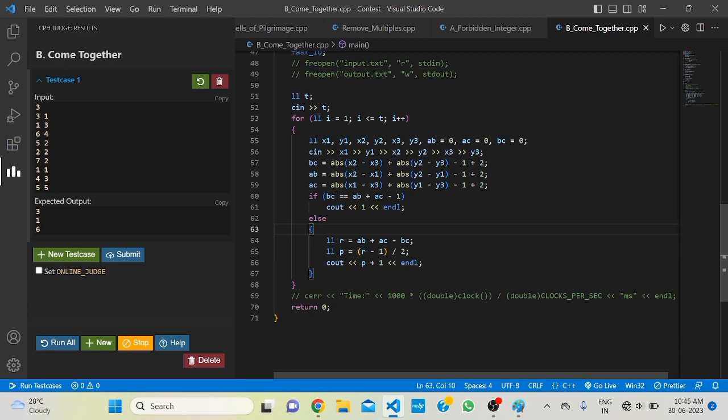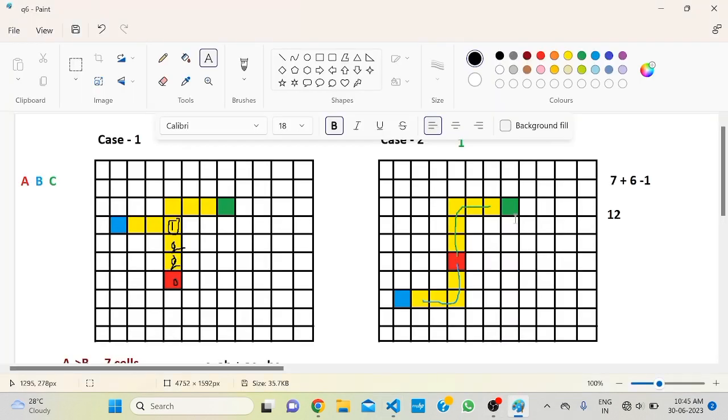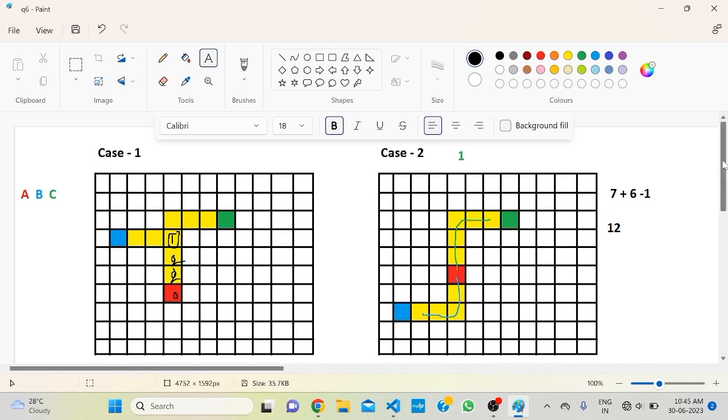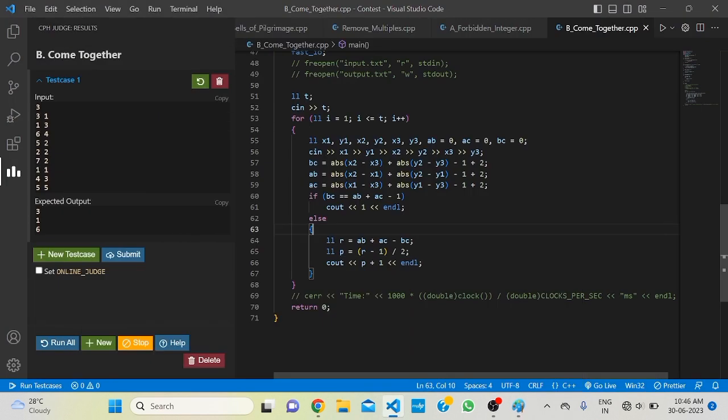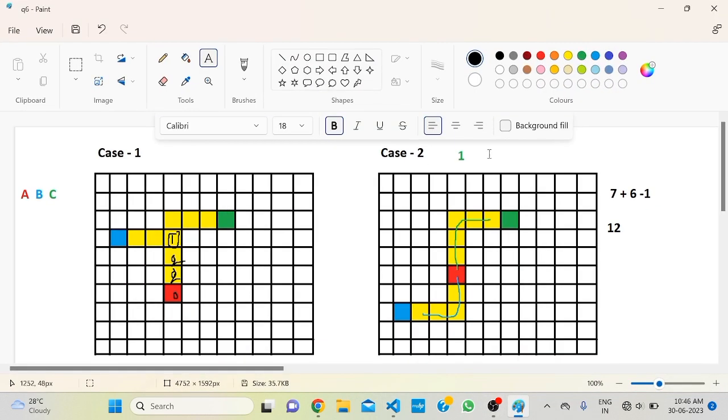Okay. Now we have already discussed that only two cases are there. The first case is if the distance between A and B plus distance between A and C is equal to distance between B and C. Okay. So if distance between B and C is equal to AB plus AC minus 1, then our output will be what? Our output will be simply 1. Okay, only the red one is common in this.